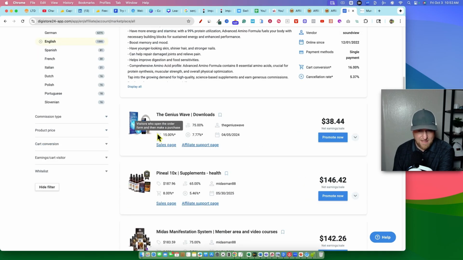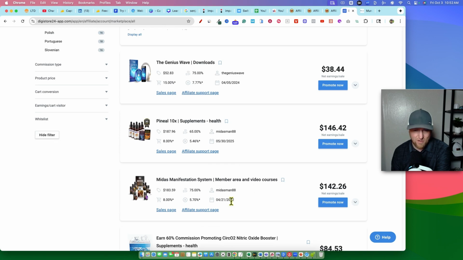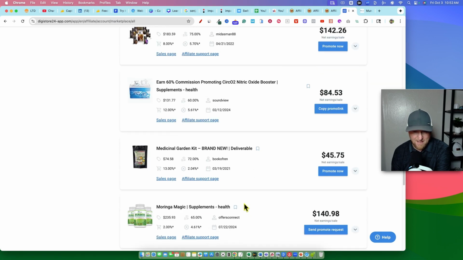You hover over this and it's going to tell visitors who open the order form and then make a purchase, it's 15%. So this is your conversion rate. This is your refund rate. I don't recommend going over 10% refund rate. I would like to keep it around 5 or less. So you want to look at those refund rates as well.